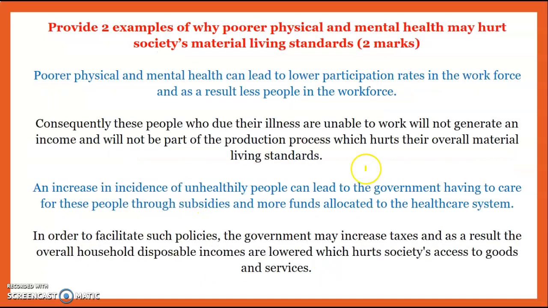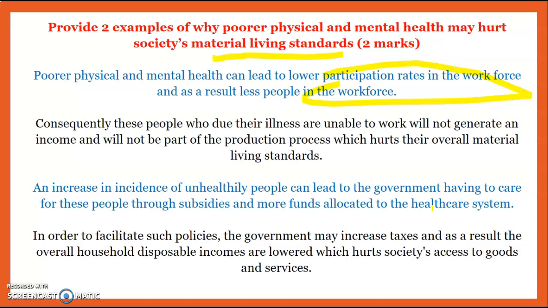Two examples of how poorer physical and mental health may hurt material living standards: when we have poorer physical and mental health, it reduces participation rates because fewer people can work. Therefore, if more people are ill, fewer people can generate an income and be part of the production process, and as a result, their material living standards will go down because they don't have a job. An increase in the incidence of unhealthy people can also mean the government has to put more money towards healthcare. Therefore, the government may need to raise taxes to fund all that spending, and that again can lead to a decrease in our material living standards.